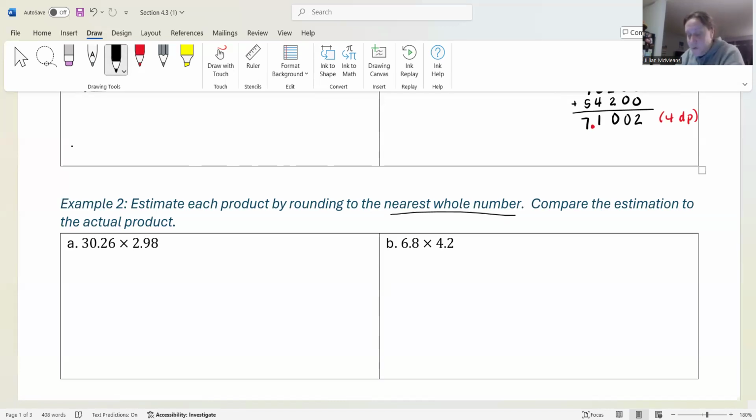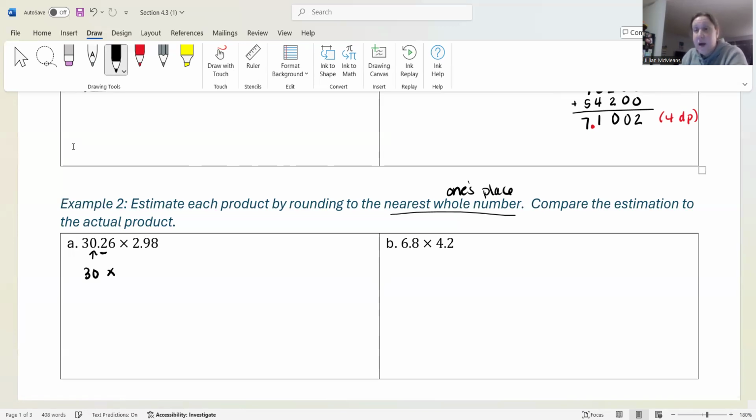All right, so for part A, we want to round, and we're rounding to the nearest whole number, which is the ones place. All right, so for 30.26, the 0 is in the ones place. To the right of that, I have a 2, which tells me to round down. So what I'm really being asked is, is 30.26 closer to 30 or 31? And we would say it's closer to 30 here.